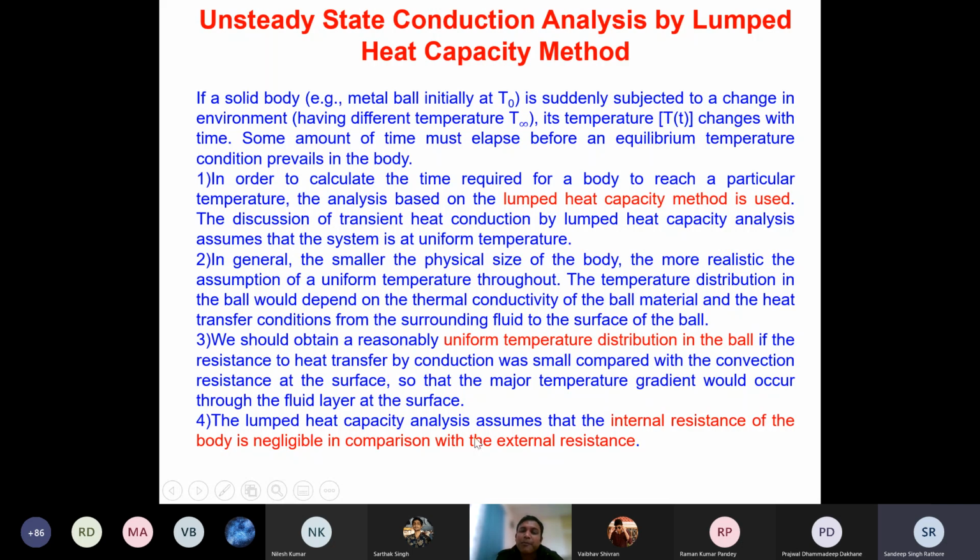Okay, so the lumped heat capacity analysis assumes that the internal resistance of the body is negligible in comparison with the external resistance. Is it clear? Is the context clear to everyone, what I'm trying to say? Context is clear?